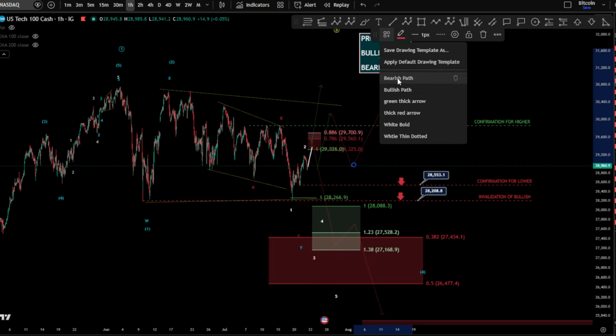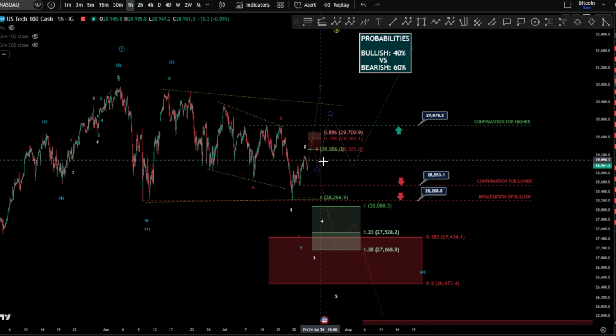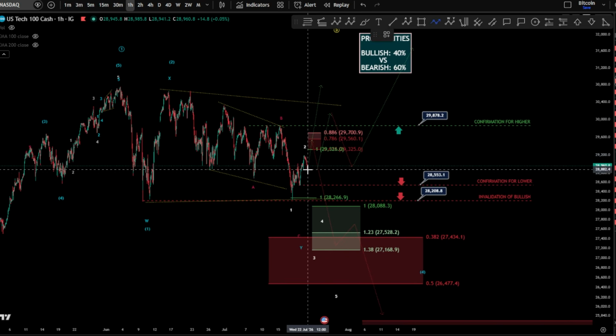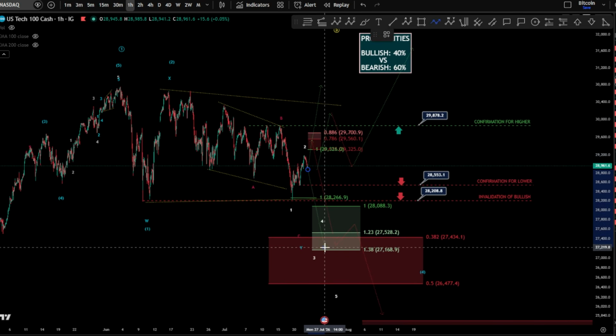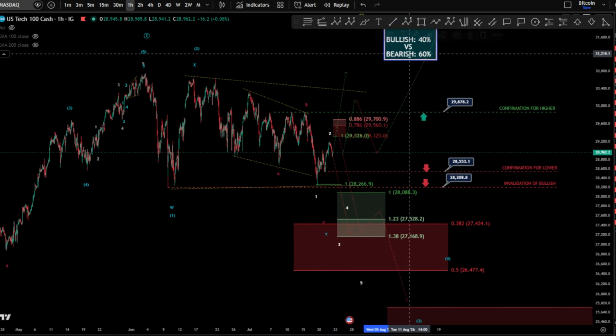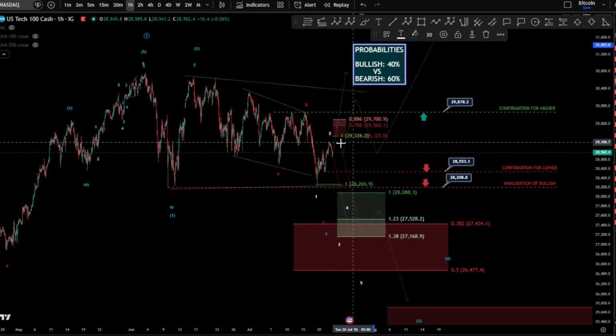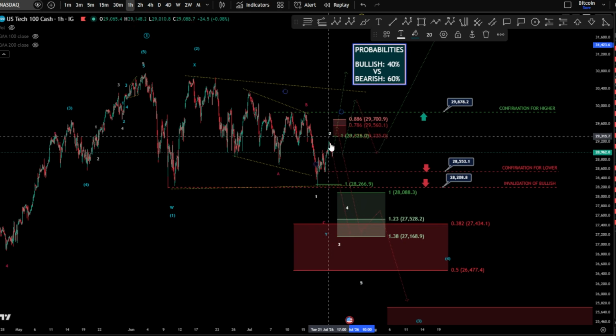All right, so those are our probabilities and paths. We're going to watch what's going to happen. Of course, there is a probability to push directly toward the downside to this area. Don't forget, this is also very likely. Higher probability is 60% for the bearish still, unless we take the high and invalidate this impulse on the 15-minute chart.